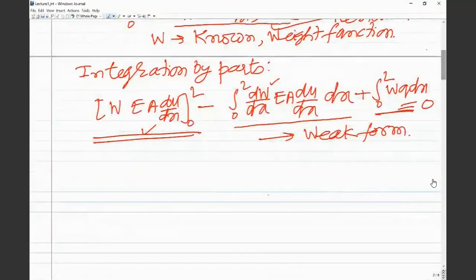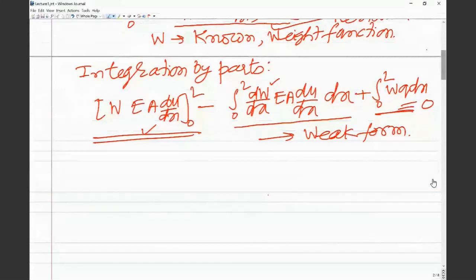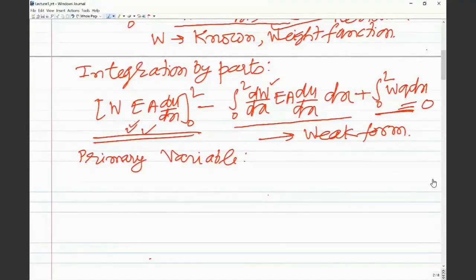When we talk of finite element formulation, we need to know the information about primary and secondary variables, and also when we want to specify the boundary condition, we need to know about the primary and secondary variables. So we define what are known as primary variables. In this problem there is only one. These primary and secondary variables we identify by looking at the boundary term. In this case, this is the boundary term.